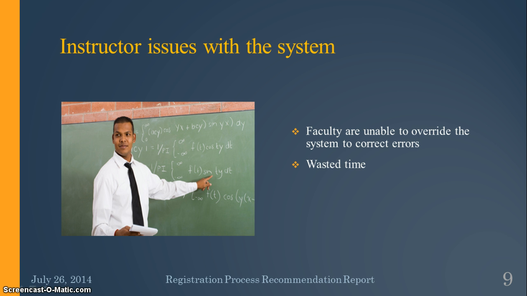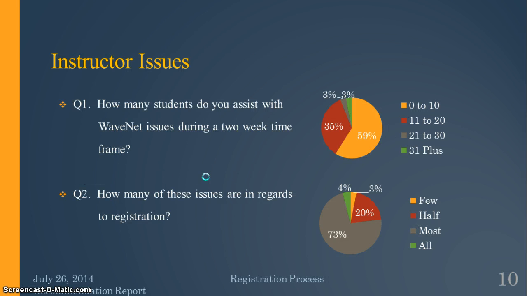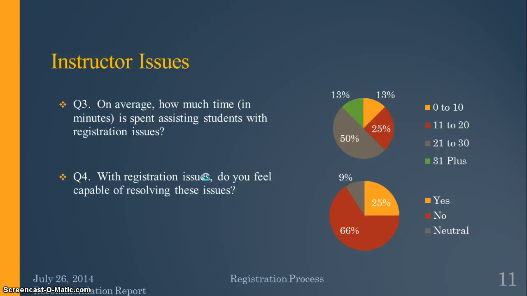Because faculty interacts with students when they are having problems enrolling into their class of choice, it makes sense that faculty would want to have full access to override the system and manage the student's schedule as needed. According to our survey, at least 35% of instructors that responded handled between 11 to 20 students' WaveNet-related issues in a 2-week span. As you can see in the second pie chart, most of these issues are in regard to the registration process.